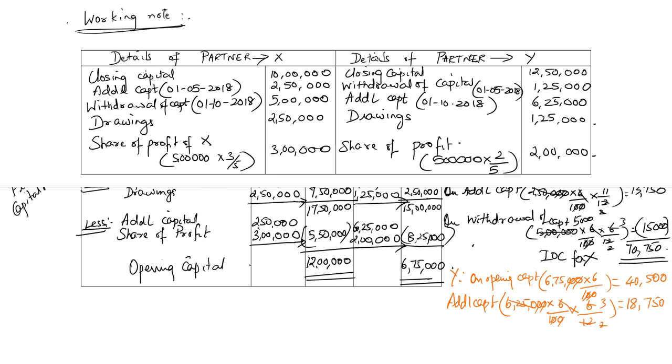And on withdrawal of capital, capital withdrawn 1,25,000 at 6% for 11 months. Which is 625 rupees into 11, which is equal to 6,875. This amount to be deducted.